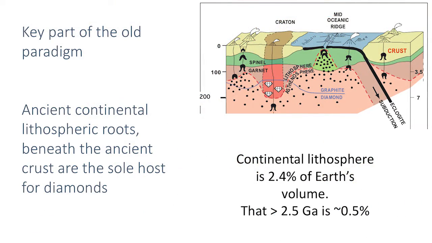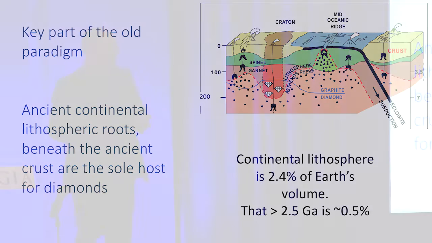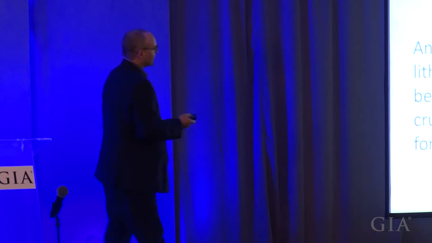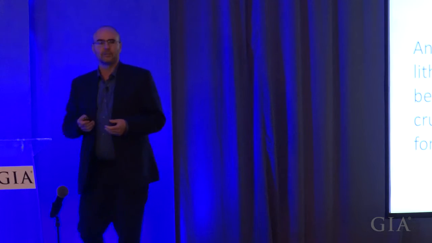The key part of that was these ancient continental lithospheric roots. This is a cross-section cartoon drawn by my colleague Thomas Stachel. You see these deep roots beneath ancient cratonic crust here, what we call those ancient parts of the Earth cratons. Another key figure to keep in mind is that continental lithosphere is a mere 2.4% of Earth's volume, and the old bit of that lithosphere is less than 0.5% of that volume, so it's not very much of the Earth that we've all been looking for diamonds in.